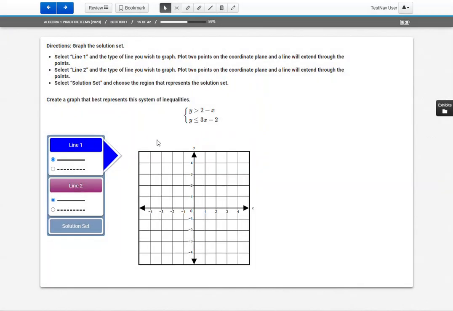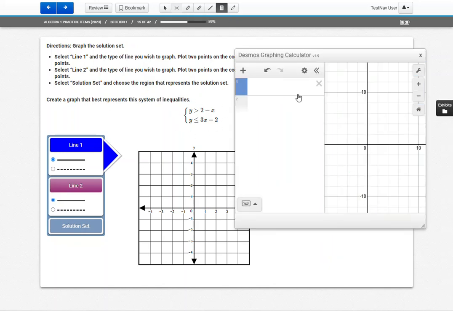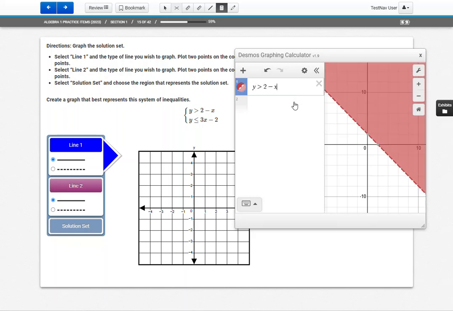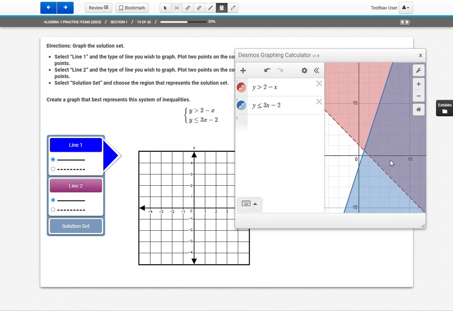Okay. All right. Select the graph of the solution set. So I'm going to graph this in Desmos, see what my solution set should look like. So you have y greater than 2 minus x. I need to graph that. And y less than or equal to 3x minus 2. I need to graph that over here. Okay, so first of all, I need a dotted line, and then I will graph, let's see, it's going from 2 to 2. So 2 and then 2.